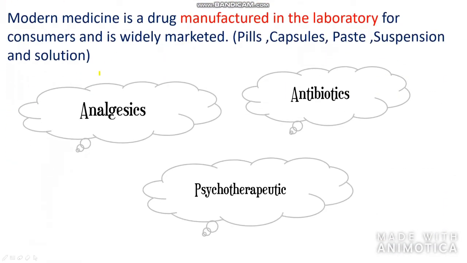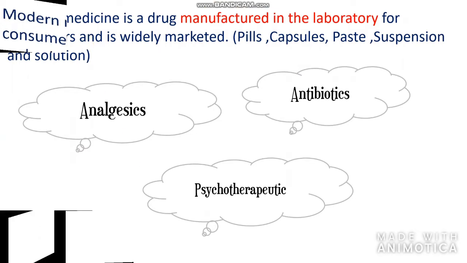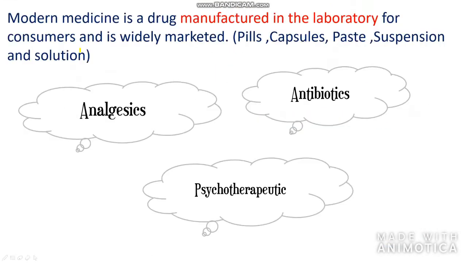So now let's go into detail about modern medicine. Modern medicine is a drug manufactured in the laboratory for consumers and is widely marketed. Maksudnya modern medicine ini dihasilkan di dalam laboratory dan dia akan dibawa ke pasaran untuk dijual kepada masyarakat. Dan modern medicine ini dia boleh dalam bentuk pill atau capsule, suspension, and solution. So we have three types of modern medicine, which is the first one, analgesic.